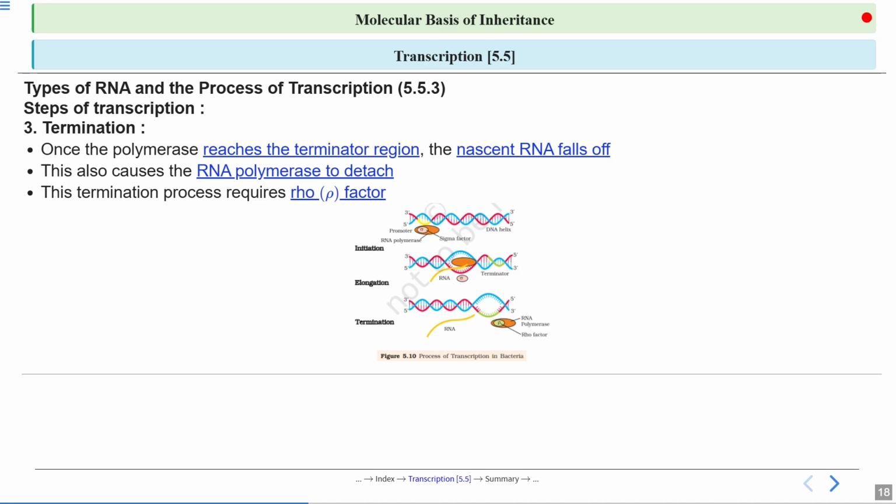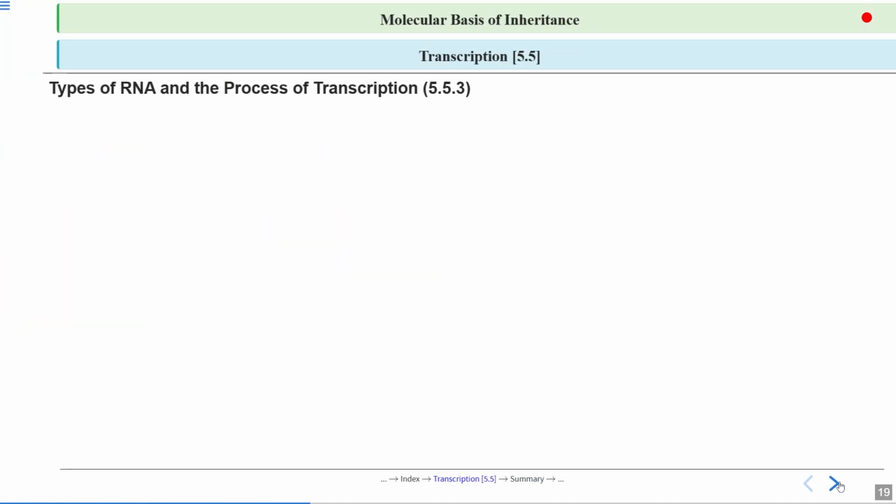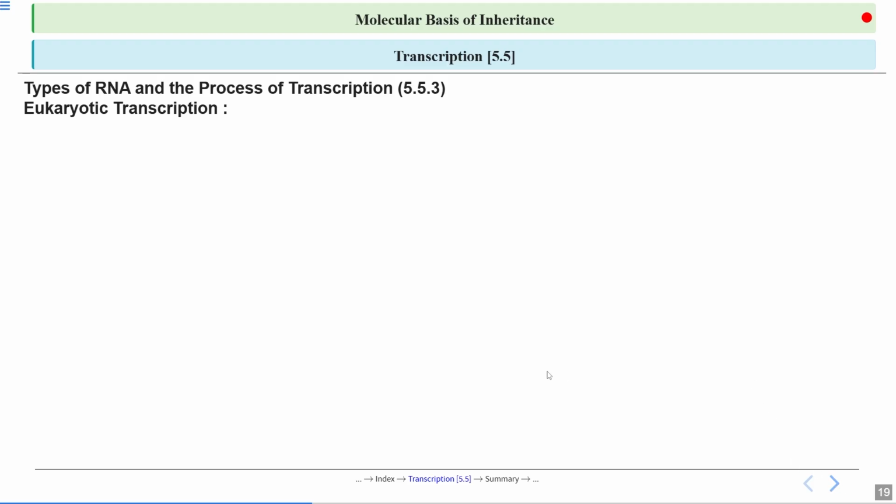RNA is going to start polymerizing. After this whole RNA has been formed, when the terminator region comes, the RNA is going to fall off, and the polymerase is going to detach itself from there. It also requires a factor which we call the termination factor, that is the rho factor. So these are the 3 different steps of transcription. Now this was all about prokaryotic transcription.